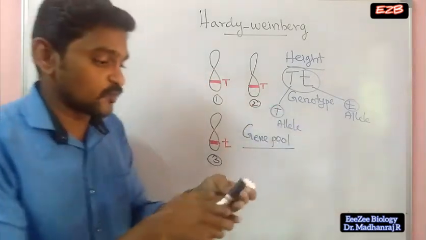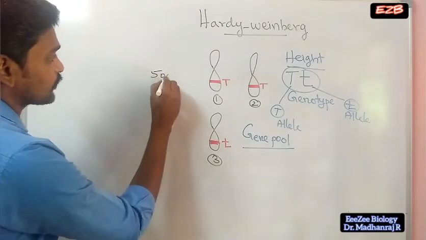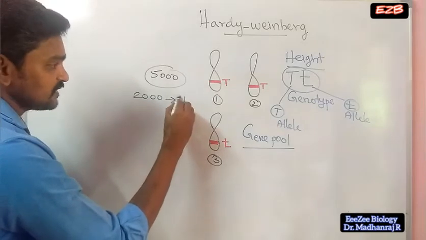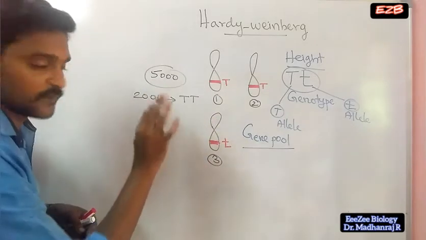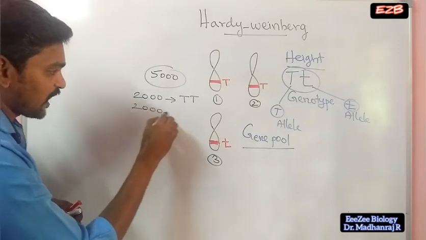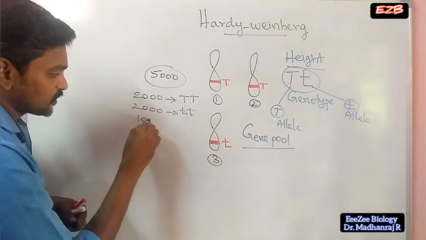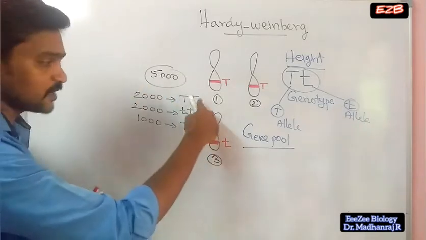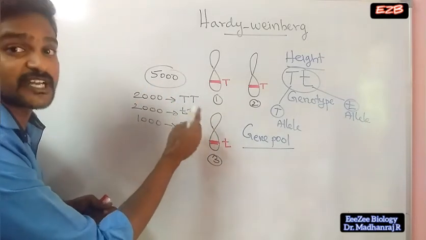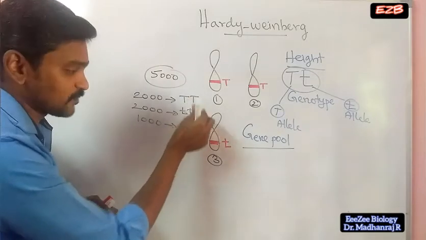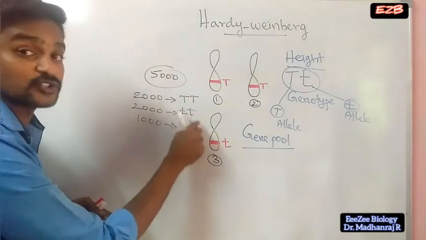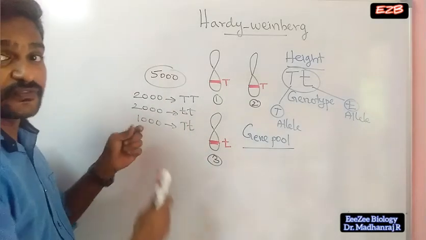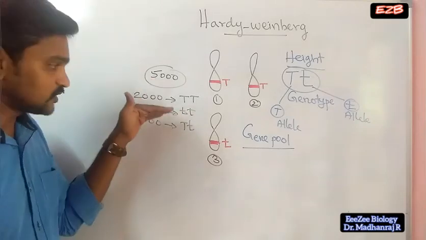For example, in 5,000 people, imagine 2,000 people are having TT. This is the genotype, for example. So 2,000 are having TT, and 1,000 people are having capital T small t. TT is the homozygous condition, and small t small t is also homozygous. Homozygous means the two alleles are the same. Here the two alleles are different, so this is the heterozygous condition. This is the frequency of the genotype in the population, the percentage.